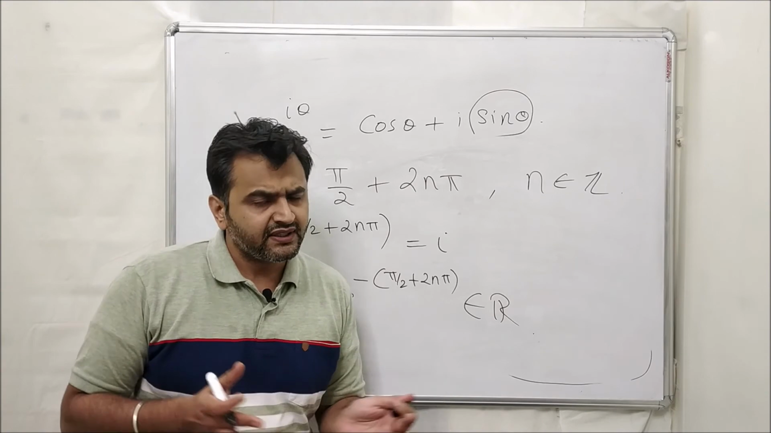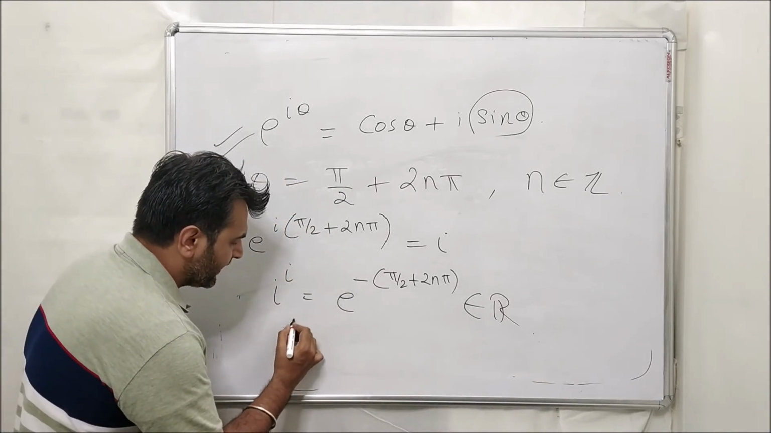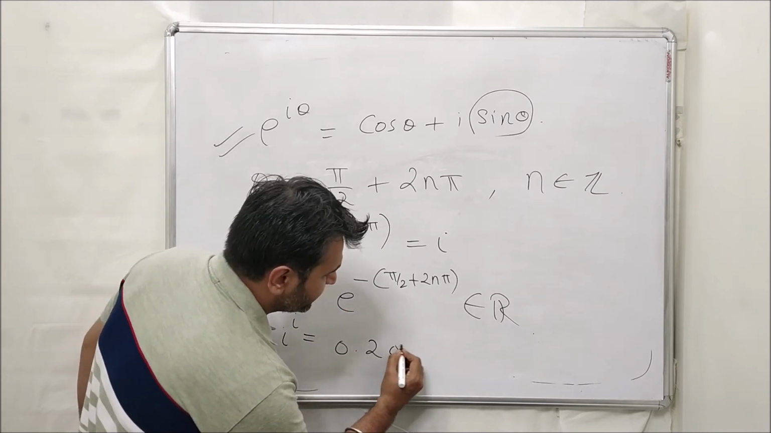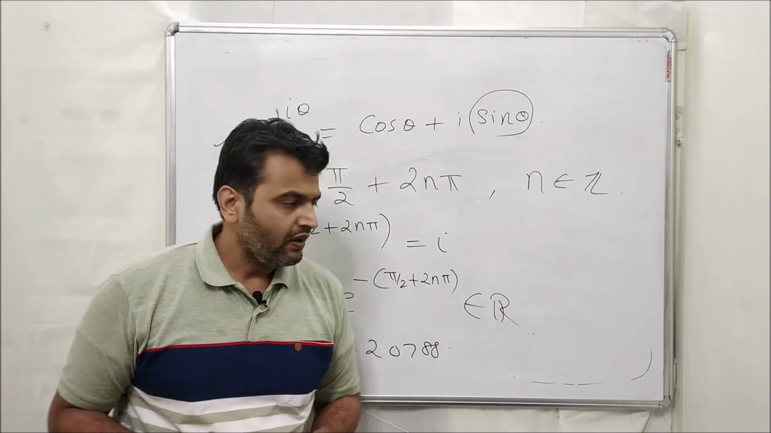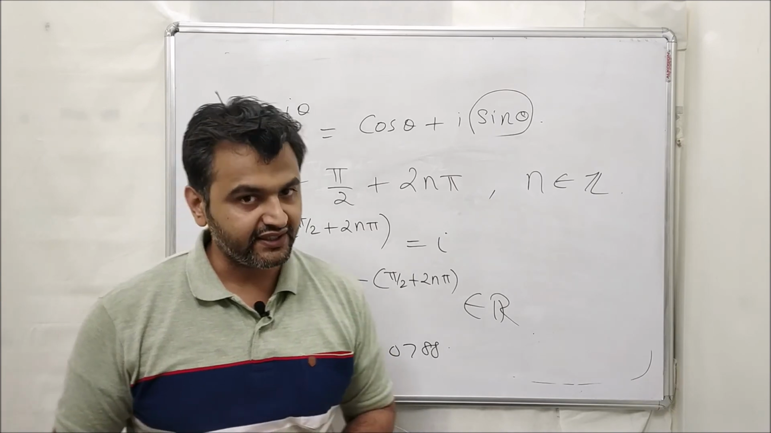And since we always take the principal value, many times you will see that we take i raised to i as the first one which I wrote. I think it was 0.20788. So usually we take this as the principal value. But yes, it takes infinitely many values and it's a real number.